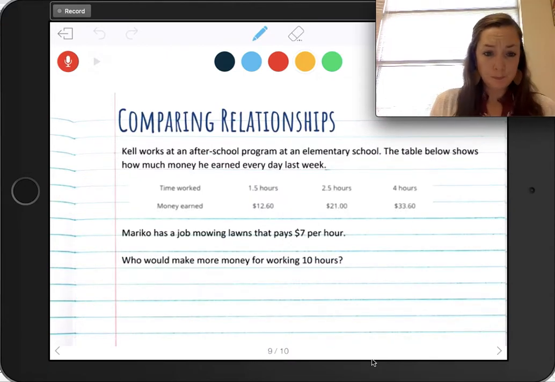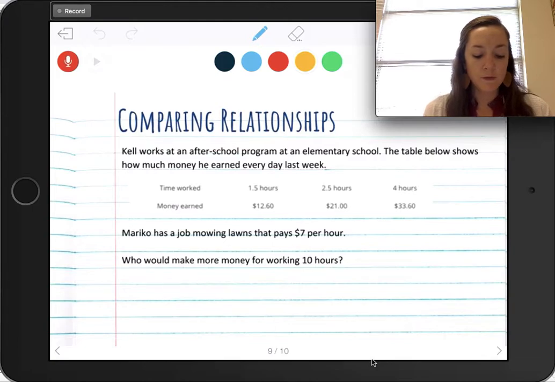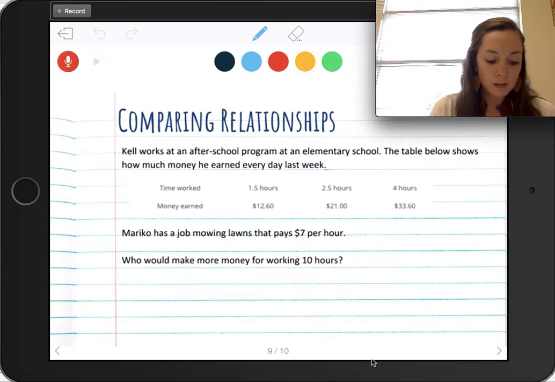Another example, Kel works at an after-school program at an elementary school. The table shows how much money he earned every day last week. Mariko has a job mowing lawns that pays $7 per hour. Who would make more money working 10 hours? Same thing here. We need to find the amount per hour and then figure out how much they would make in 10 hours. So, let's see.